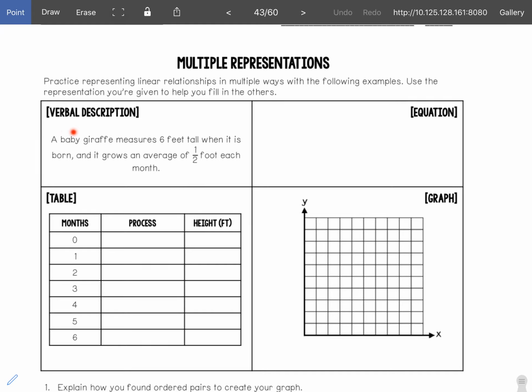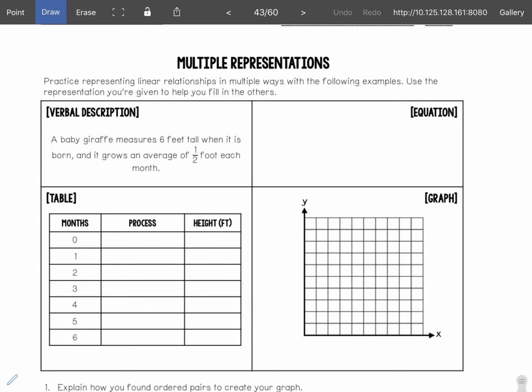They give us the verbal description in this particular one. Some that you're going to practice might give you the equation instead or part of the graph, and you just have to fill in the rest. So the verbal description says a baby giraffe measures 6 feet tall when it is born, and it grows an average of 1/2 foot each month.